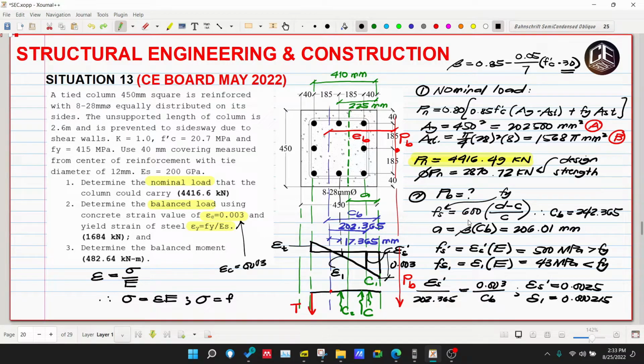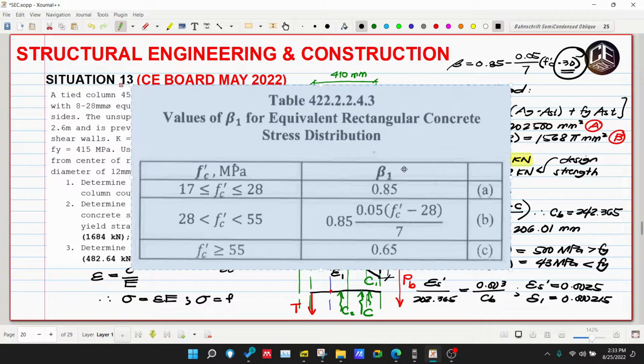Okay, so balikan lang natin yung beta natin. Okay? So ito palang 0.30 sa older version, tingin ko kasi nung chinek ko siya sa NSCP 2015, ang ating beta ay 0.85 kapag less than tayo sa 28 or greater than tayo sa 17 megapascal para sa F'c. Pero kapag nag-greater than yung ating F'c sa 28 and less than sa 55, ang ating equation ay 0.85, I think this is minus. Okay, this is 0.85 minus 0.05 multiplied by F'c minus 28 over 7.